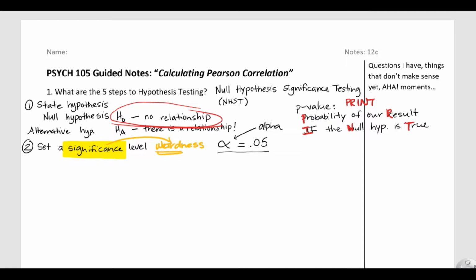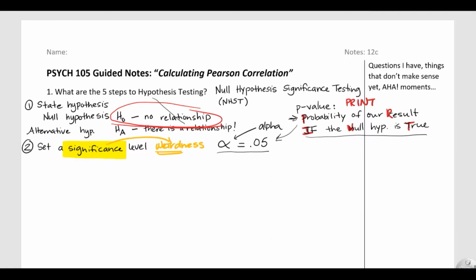So this alpha level stands for this: we're going to say, okay, if the probability of getting our result, if the null hypothesis is really true and there is no relationship, is less than 5%, then that means that our result would be really weird, right? There's less than a 5% chance of getting our result if the null hypothesis is true. That's a small chance. So we're saying if there's less than a 5% chance of getting our result, assuming the null hypothesis is true, then we're going to say, no, I don't think the null hypothesis actually is true.